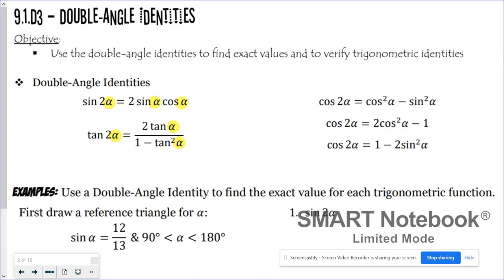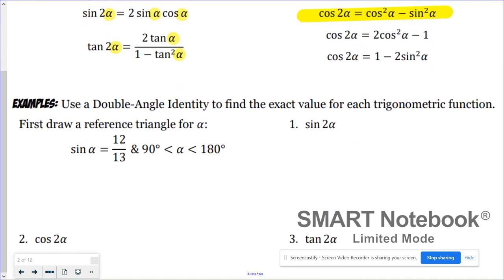However, with these particular problems, when you are finding exact values, I would use this first formula because I think it's the most user-friendly one to use when you're finding exact values. And so if I want to calculate cosine of 2 times an angle, I want to calculate cosine squared of that angle and sine squared of that angle. And then I'll subtract these two values. So let's take a look at exactly what I'm talking about.